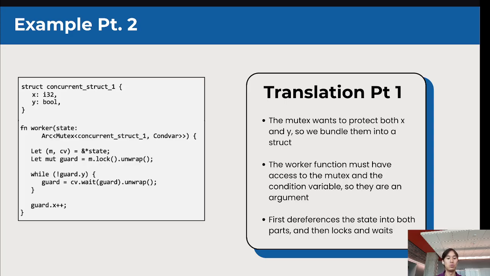Then we have to lock or attempt to lock the mutex by doing let mut guard equal m.lock.unwrap. And then after that, we emit the wait function, we emit the while statement with the wait. This is equivalent to what C++ does when the wait has a predicate at the end. And then lastly, we increment X because that's what we did in part of the original code.